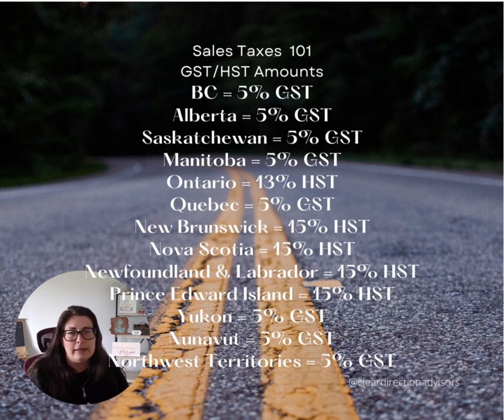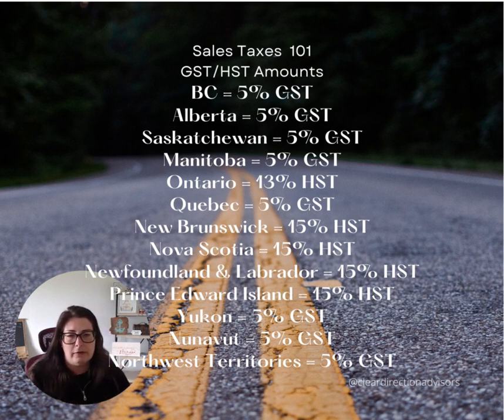Now, here's the list of the current, as of May 2023, GST and HST amounts. I do have another video all about PST, which is BC, Saskatchewan, Manitoba, and Quebec. So for all of the provinces, there is either GST or HST, and that includes the 3 territories. So for BC, Alberta, Saskatchewan, Manitoba, Quebec, and then again, all 3 territories, the Yukon, Nunavut, and Northwest Territories, they all have 5% GST. And as I mentioned, BC, Manitoba, Saskatchewan, and Quebec have PST, which I talk about in a different video.